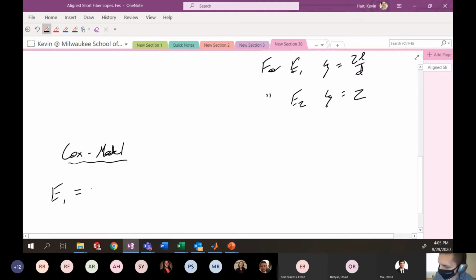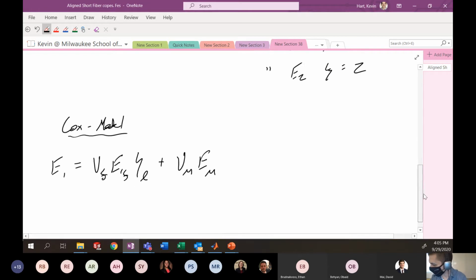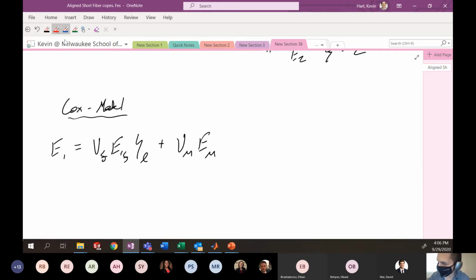So this is volume fraction of fibers, times modulus in the one direction of the fibers, times this new term, eta sub L, which is the shear lag factor, plus volume fraction of the matrix times the property of the matrix, specifically here, modulus of the matrix. This is your Cox model. And here we have this interesting new parameter, a shear lag parameter.